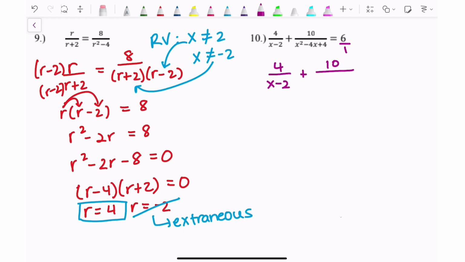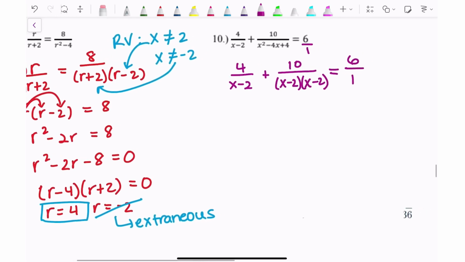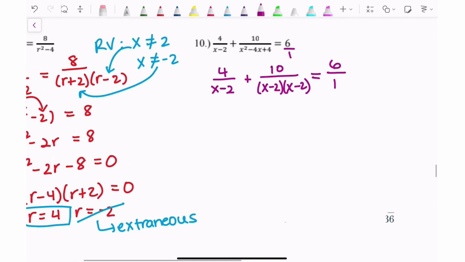I'm going to try to use that x minus 2 because that typically is a hint. And x minus 2 times x minus 2 would multiply to be the +4 and add to be the -4 in the middle. And then I still have 6 over 1. So I need to multiply top and bottom to all these fractions to get a common denominator.